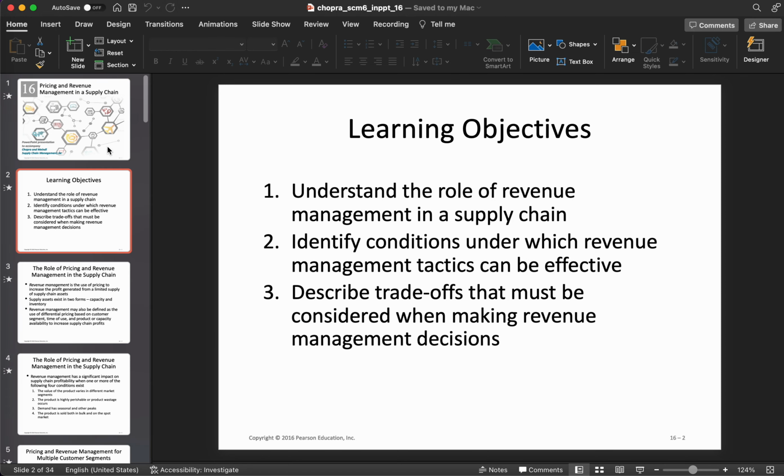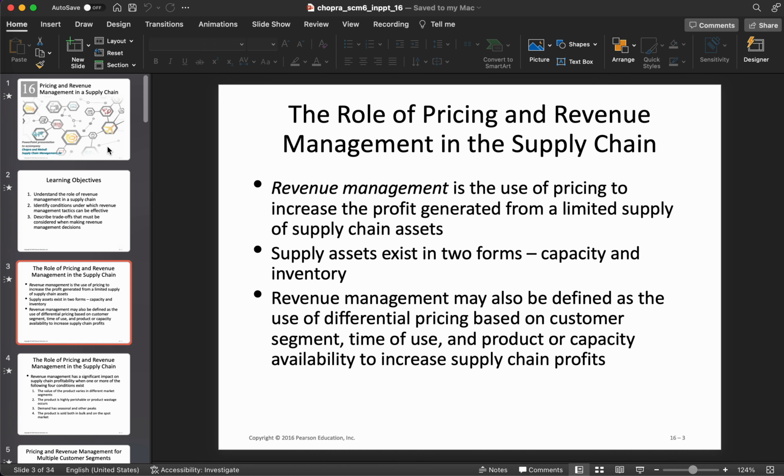Now, we have to understand the role of revenue management in the supply chain. So that's the first and important piece. So what is revenue management? Revenue management is the use of pricing to increase profit generated from a limited supply of any supply chain assets that you have. And there are two forms that you can have. You have capacity and inventory, and you can vary both of them. And revenue management is the way in which you can maximize your profits using these two assets, right?